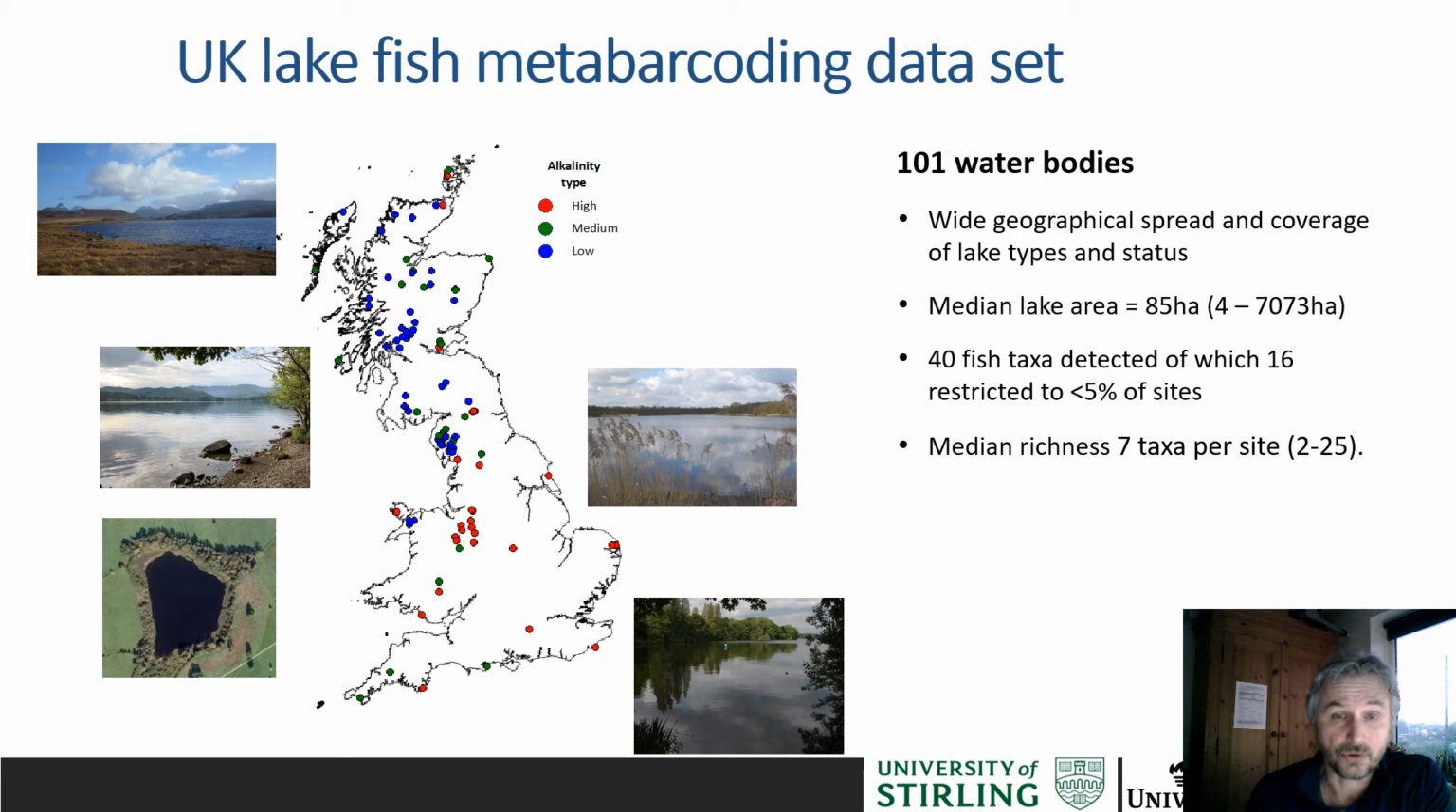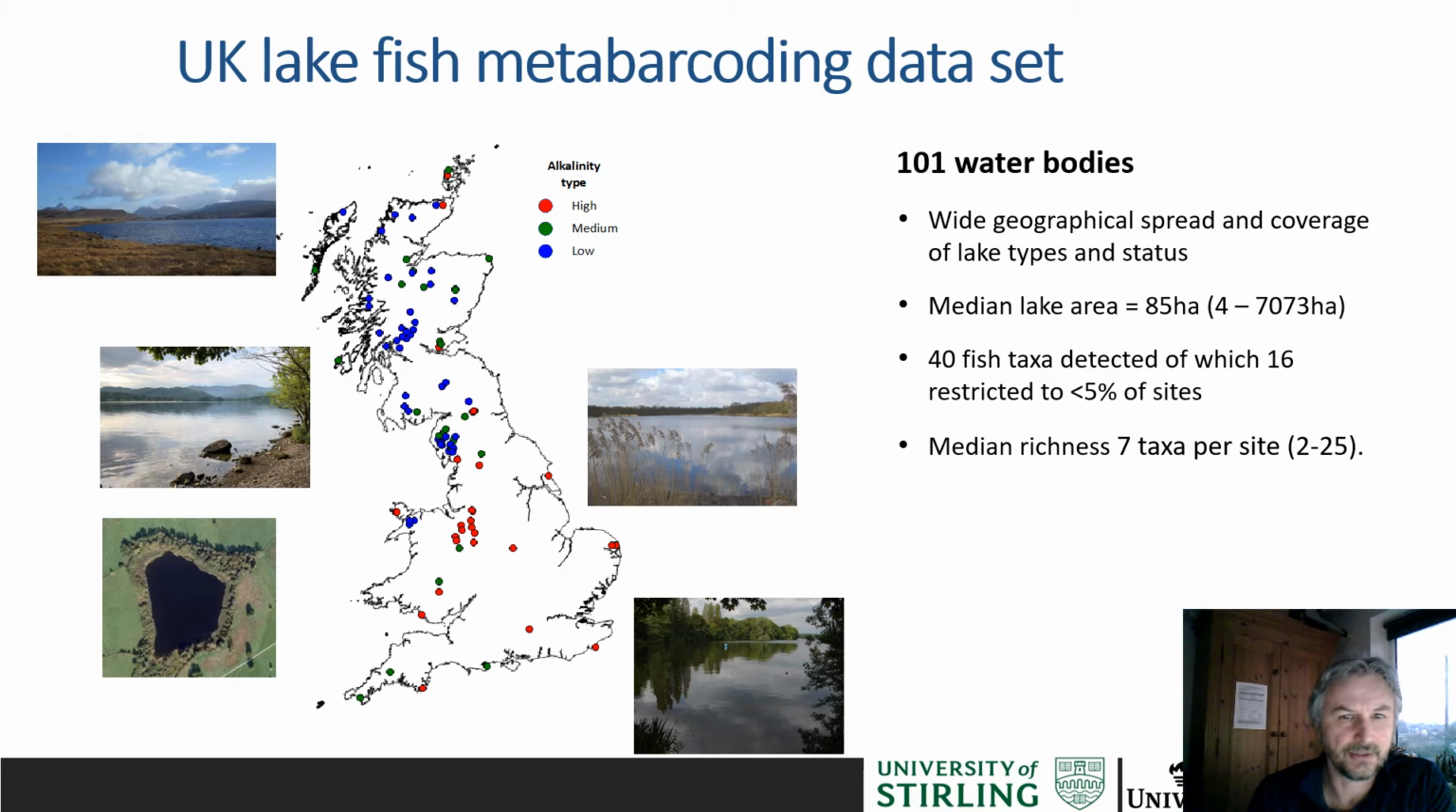In total, across the entire data set, we found 40 fish species, of which 16 were rare and occurred only in less than 5% of all lakes. The fish diversity in the UK is relatively low compared to continental Europe, and although the highest species diversity was 25 species, the median was only 7 species per lake.